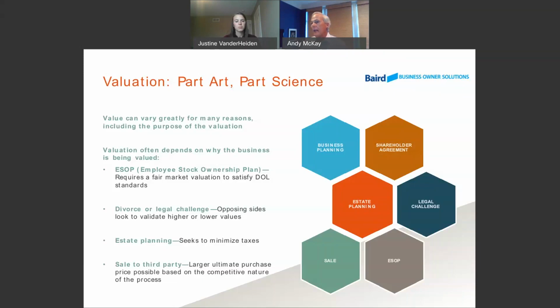If you look at estate planning, in many cases, the goal is to minimize the value of the estate, therefore minimize the estate taxes or gift taxes. And so the valuations will have all kinds of discounts and those kinds of things. So when you think about valuations, you just have to make sure that what you're dealing with makes sense in the context.